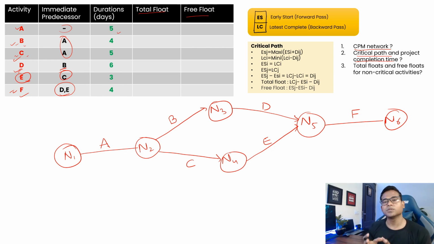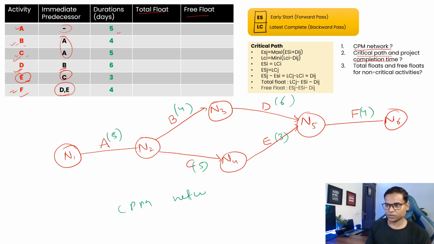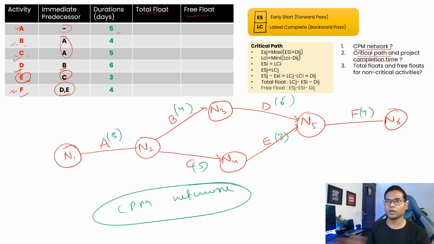So this is how your CPM network should be, and we can add our durations here. So let me add our durations. This is 5, 4, and this is again 5, 6, and then E is 3, F is 4, right? So this is your CPM network drawn for this project. And then we will be calculating later on the total float, the free float, and then the critical path as well.